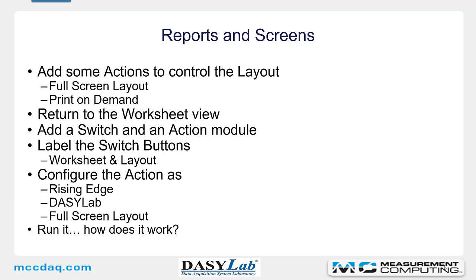Next, I want to be able to add some actions to control the layout. I would like to set up DASYLab to automatically display this layout in full screen when I click Start, and I'd also like to do a print on demand. I'll do that by returning to the worksheet view, adding a switch and an action module, and labeling the switch buttons, and then configuring the action to be DASYLab full screen layout.